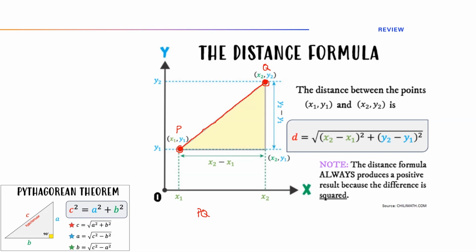We're using the Pythagorean theorem to solve this type of question. We know that C is the hypotenuse, which is PQ in this case, and we have to find A and B. Our A and B are the differences between x2 and x1, and y2 and y1. So this is A and B, and D is the hypotenuse. So that's how we get the distance formula.